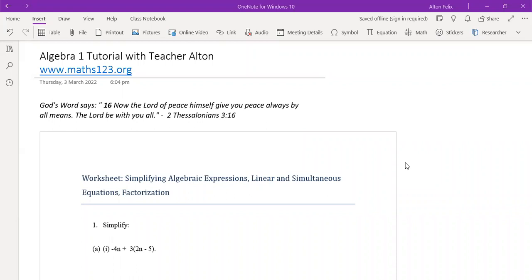I'm Teacher Olton. So today we're going to look at some algebra, including simplifying algebraic expressions, linear and simultaneous equations, and factorization.